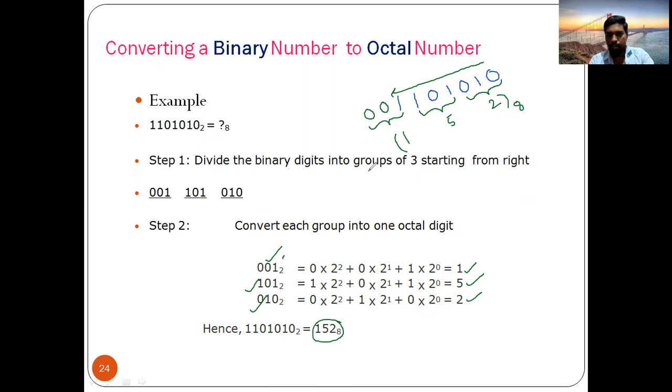Okay, the main important point is you should divide the groups with 3. Why 3? Because octal number is base 8, so it is taken as 2 cube. That's why 3 bits should be grouped.